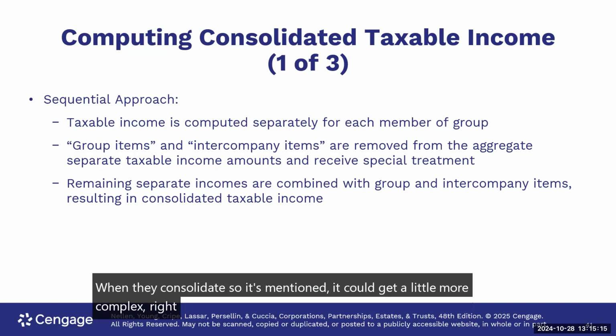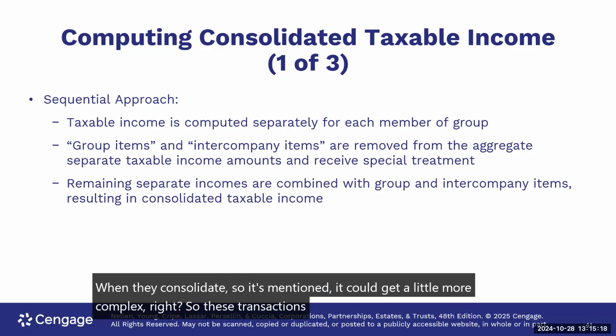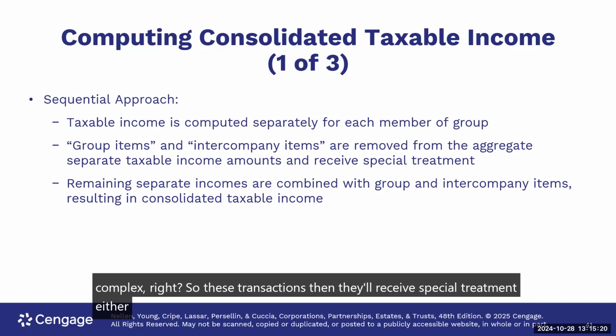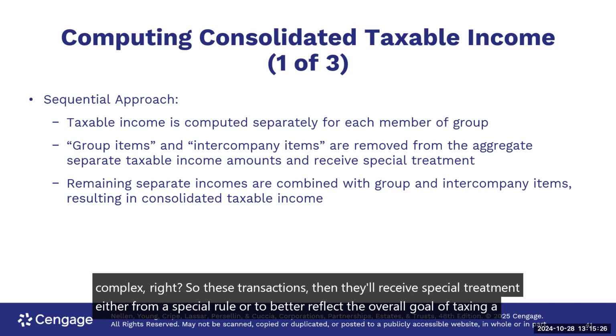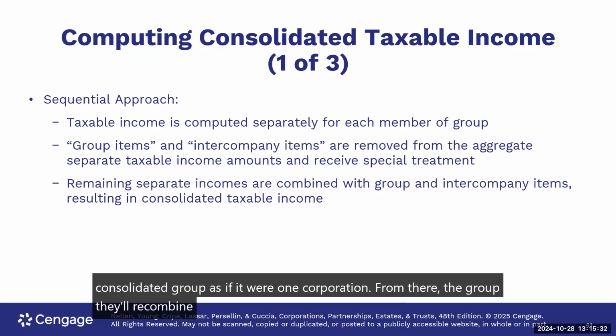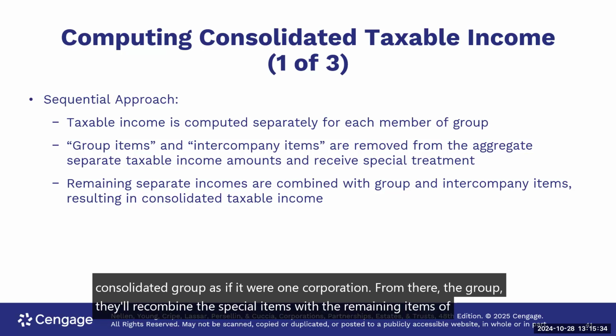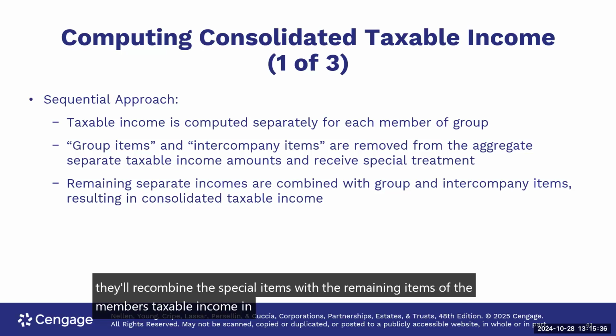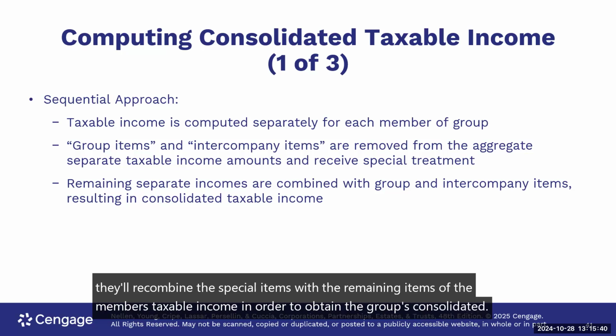So these transactions will receive special treatment, either from a special rule or to better reflect the overall goal of taxing a consolidated group as if it were one corporation. From there, the group will recombine the special items with the remaining items of the members' taxable income in order to obtain the group's consolidated taxable income for the year.